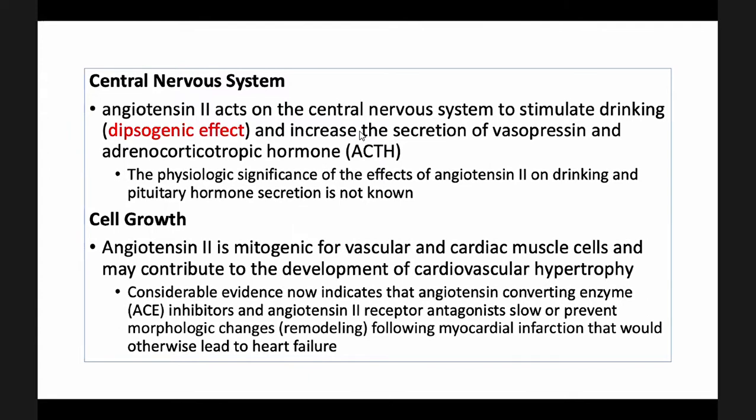So angiotensin II is also mitogenic for vascular and cardiac muscle cells, and may also contribute to the development of cardiovascular hypertrophy. There is actually evidence indicating that angiotensin converting enzyme inhibitors and angiotensin II receptor antagonists will slow or prevent the morphologic changes following myocardial infarction that would otherwise lead to heart failure.